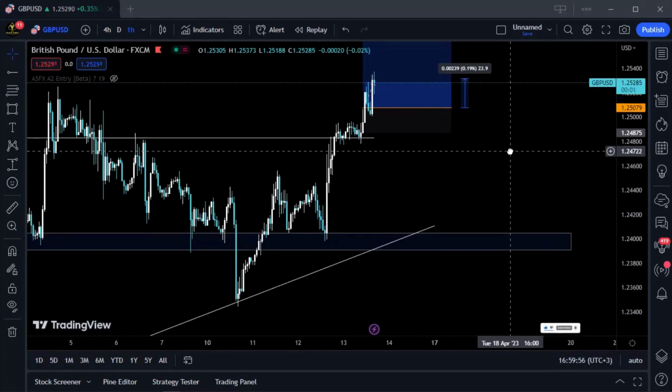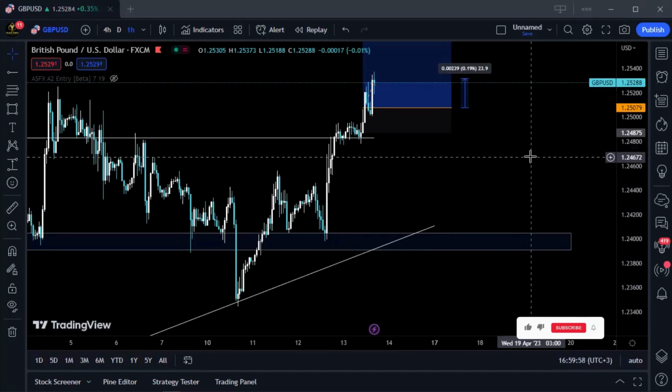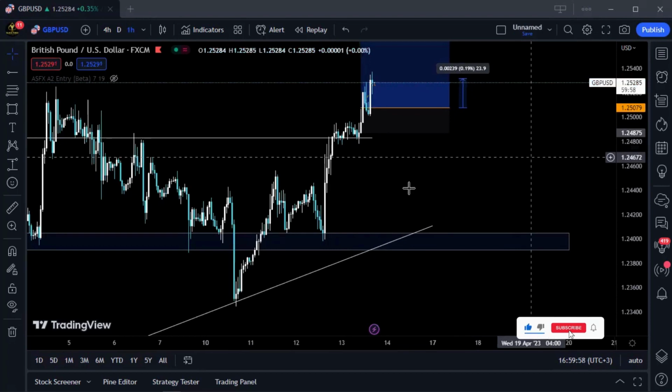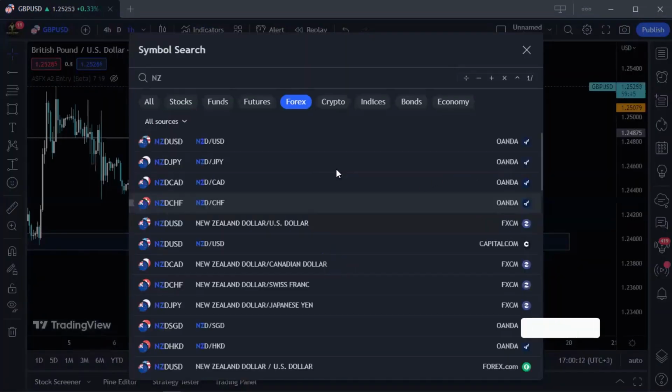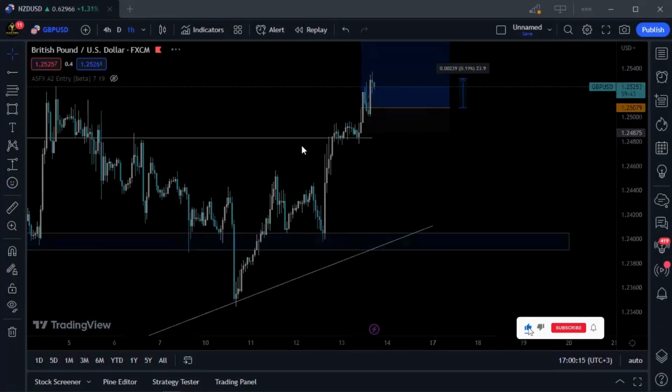Now, let's get to drawing zones. I'm going to use a chart that I never use. I never use the Asian pairs, like the New Zealand US dollar. So I think I'm going to use that. New Zealand USD.